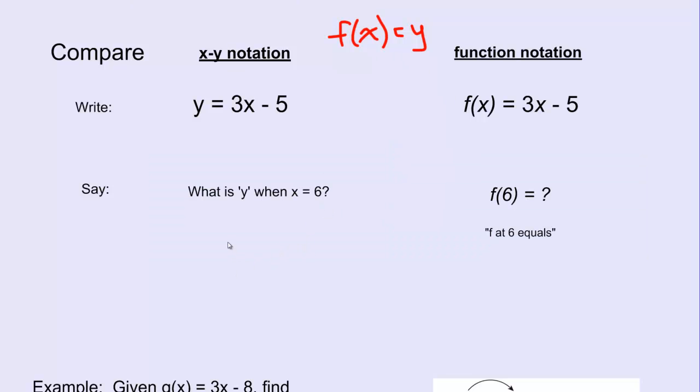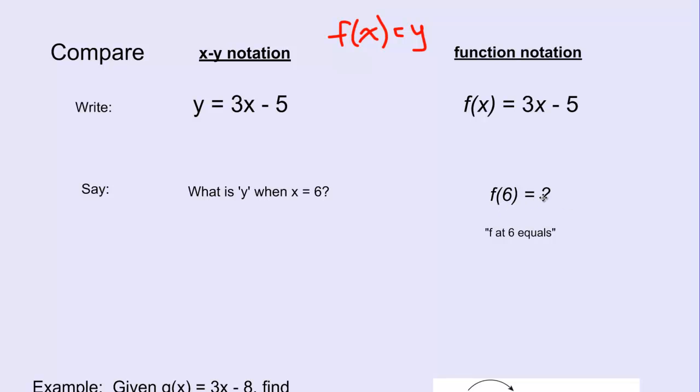For xy notation, we need to say, what is y when x equals 6? Or we have to write some sentence that says, what is the height after 10 seconds of the ball being in the air? In function notation, all we have to do is write the function notation and everyone understands what we're trying to say. What is the function when x equals 6?